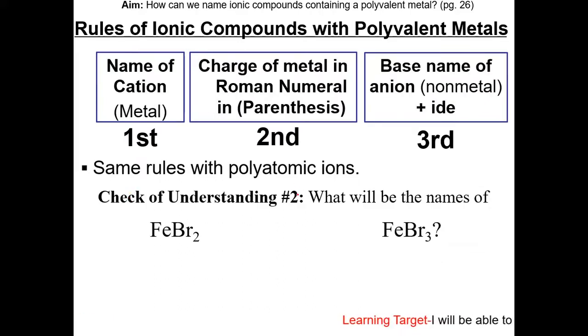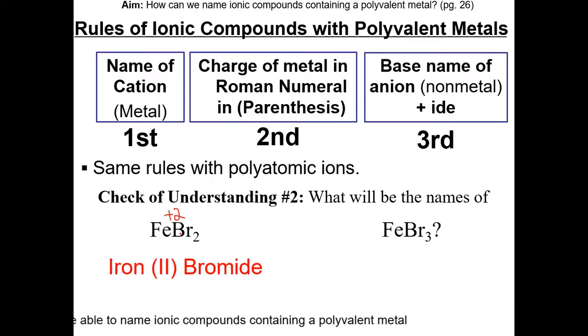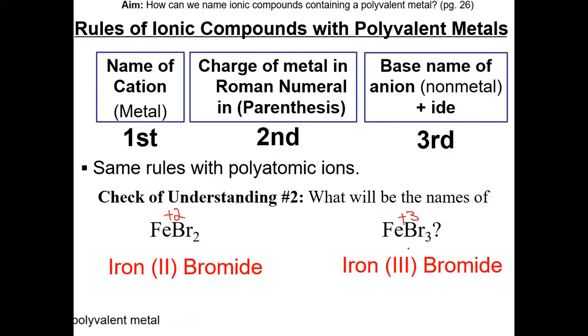Check of understanding number 2. What are the names of these substances from the motivation? Let's look at the first one. If we crisscross backwards, this iron is going to have a charge of +2. So when we write the name, we're going to put the Roman numeral 2 in parentheses. So the name is iron(II) bromide. For this one, if we crisscross backwards, this iron is going to have a charge of +3. So the name of the substance is iron(III) bromide.